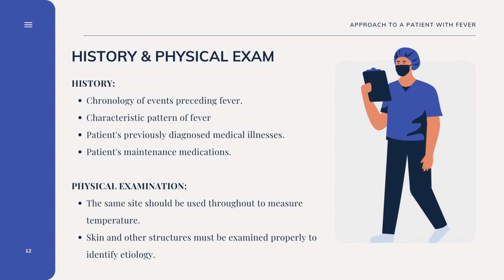When a patient presents to you with fever, like any other condition, history and physical examination is the first step in the approach to the patient. In history, it is important to elicit the chronology of events preceding fever, for example, exposure to infected individuals or vectors, the characteristic of the fever, and any associated symptoms. Furthermore, the patient's past medical history, specifically diagnosed chronic conditions and the maintenance medication being taken by the patient, is obtained.